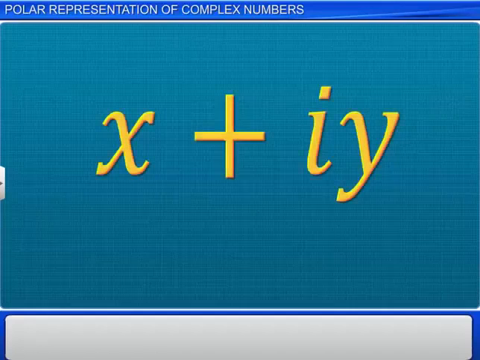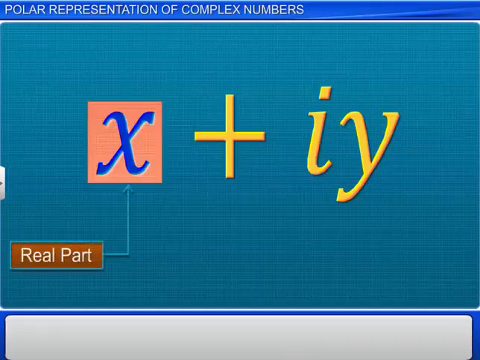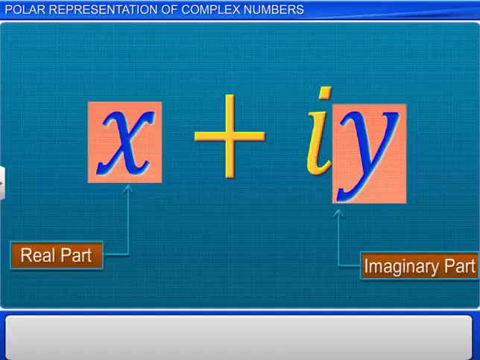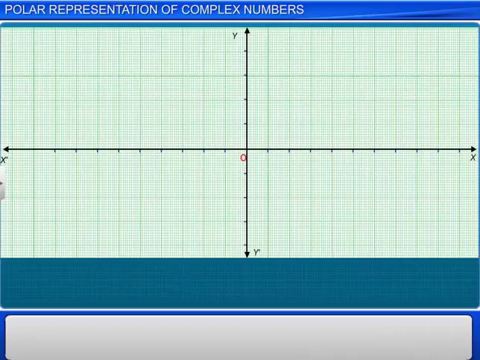Let's consider a complex number, x plus iy. The real part of the complex number is x, and the imaginary part is y. Both x and y are real numbers. We know that an ordered pair of real numbers can represent a unique point in an xy plane.